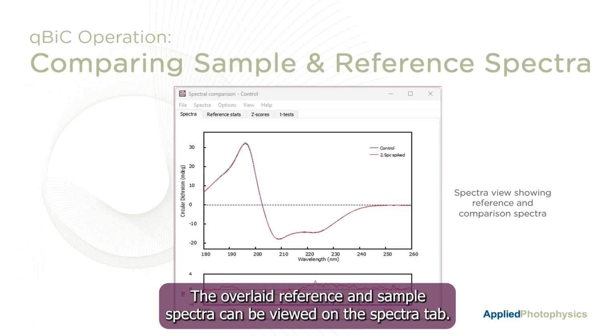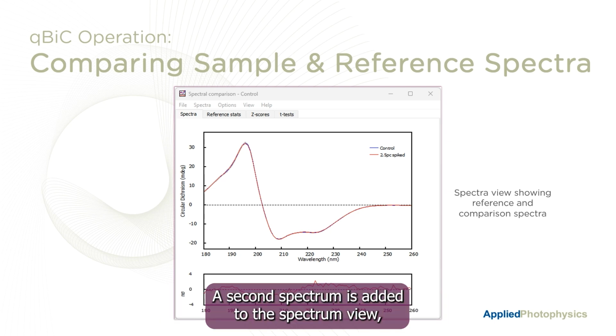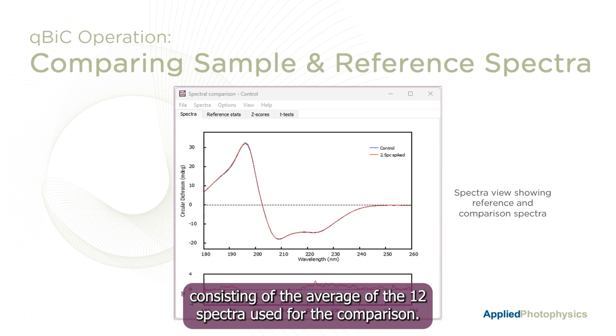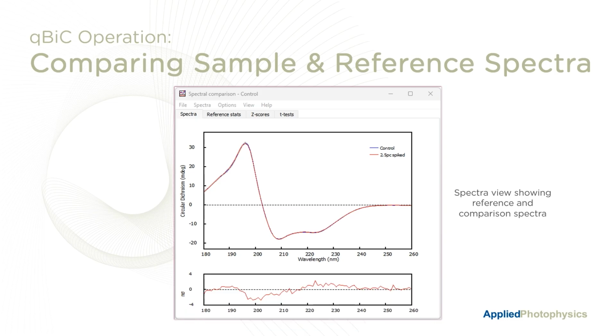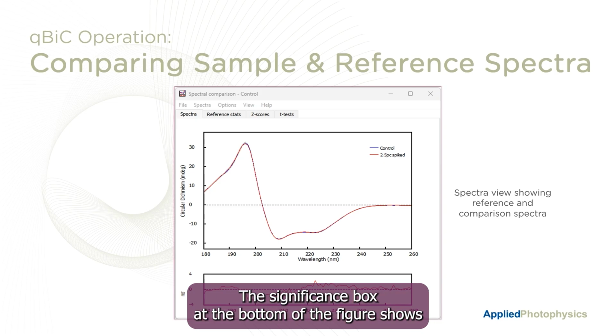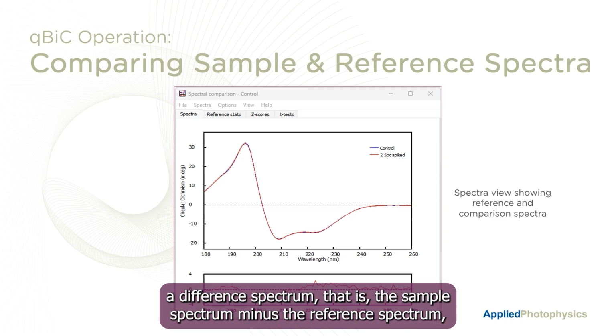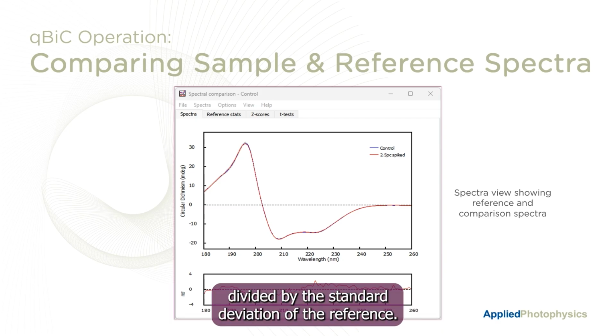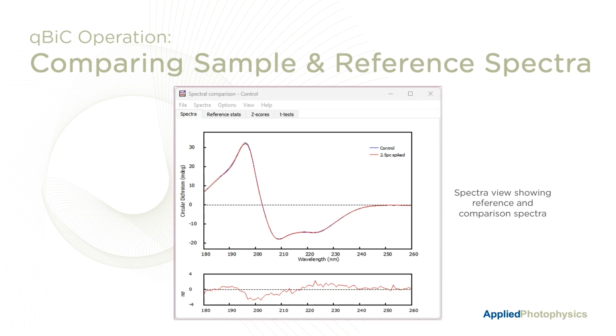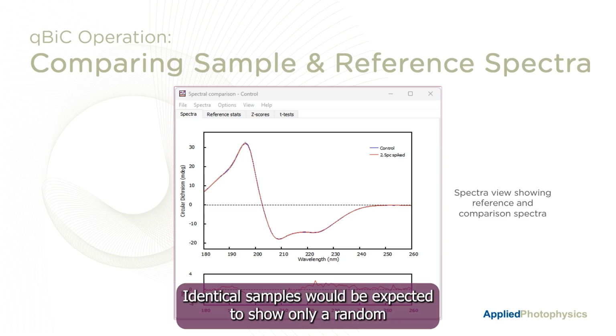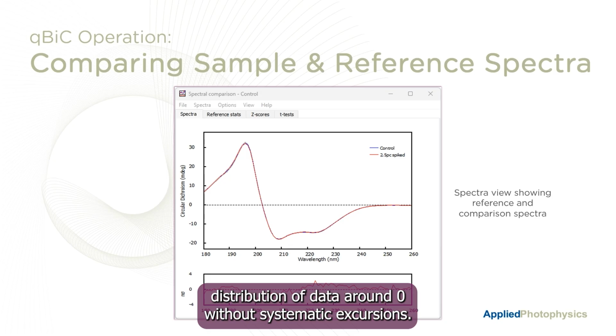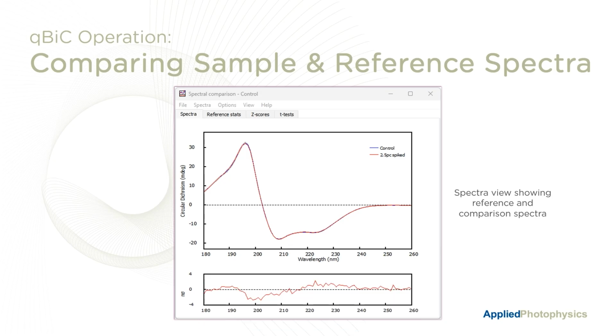The overlaid reference and sample spectra can be viewed on the Spectra tab. A second spectrum is added to the spectrum view, consisting of the average of the 12 spectra used for the comparison. The significance box at the bottom of the figure shows the difference spectrum, that is, the sample spectrum minus the reference spectrum, divided by the standard deviation of the reference. Identical samples would be expected to show only a random distribution of data around 0 without systematic excursions.